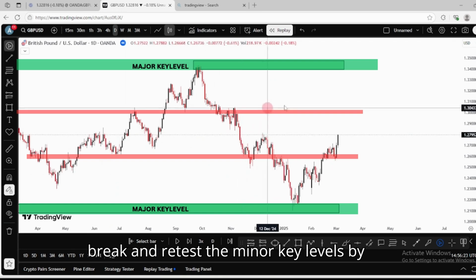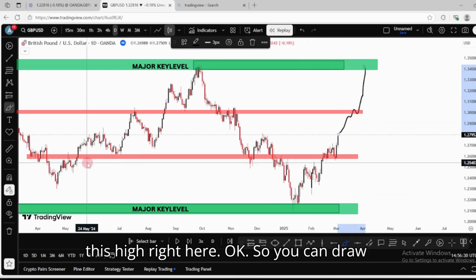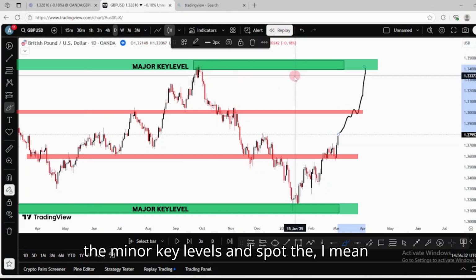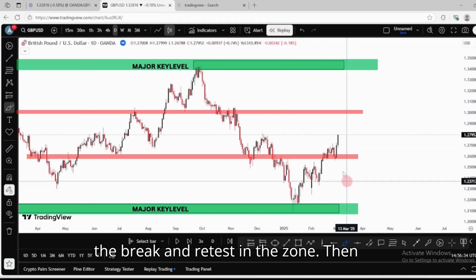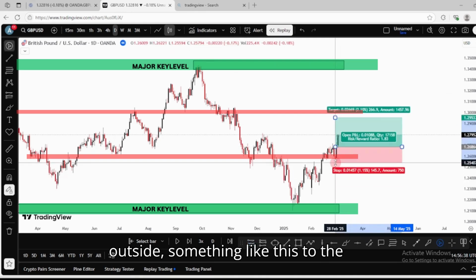So price is going to break and retest the minor key levels, but at the end of the day, it is coming to this high right here. Okay, so you can draw the minor key levels and spot the break and retest in the zone. Then you take your trade from there to the upside, something like this.